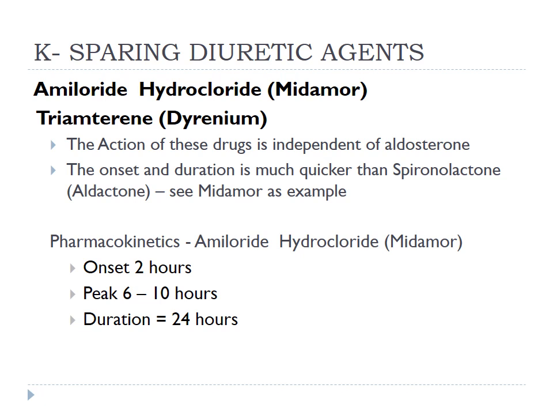There's another potassium-sparing agent. It's called triamterene, or Dyrenium. The action of these drugs is that it acts independently of aldosterone. Its onset and duration is much quicker than spironolactone, and it's usually called Maxzide. Look at how it actually works. Onset is in 2 hours, peaks in 6 to 10, duration 24.